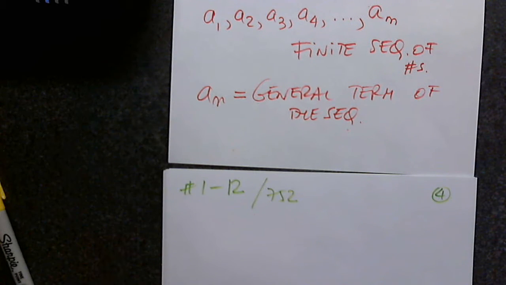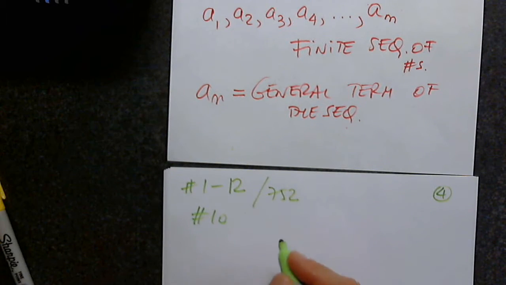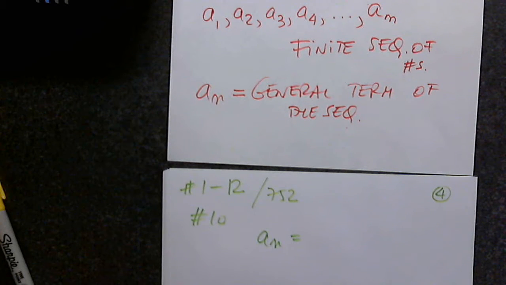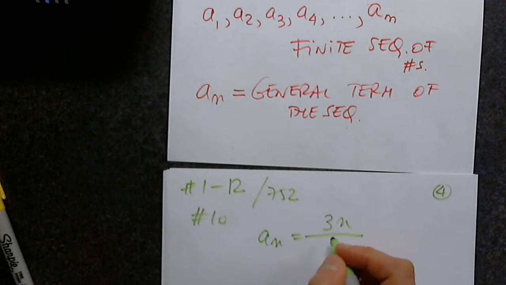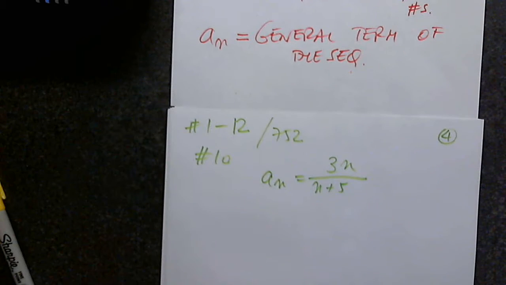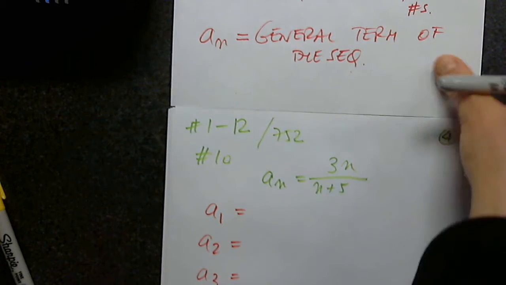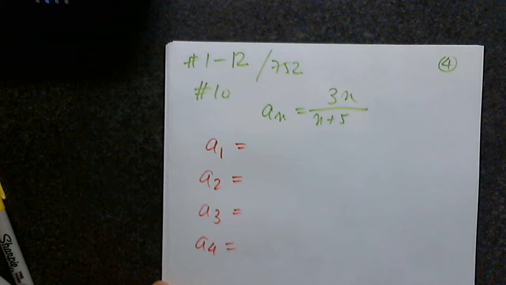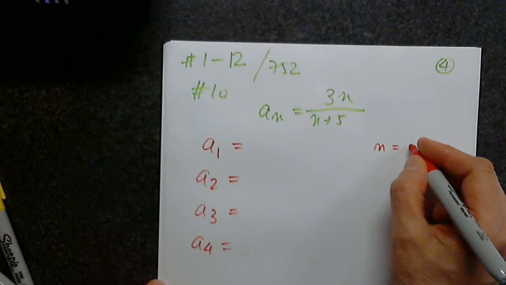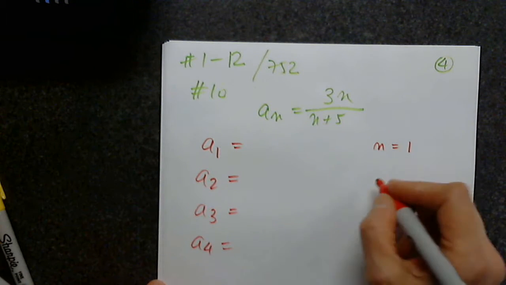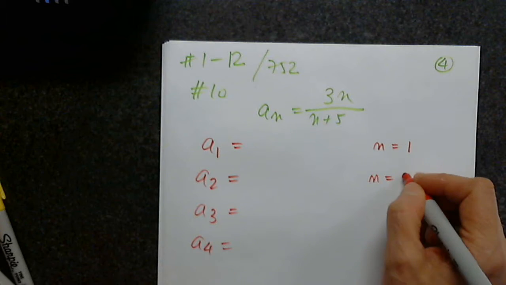Any preference? Or I pick? I pick? Yes? Okay, I'm going to pick 10. AN is what again? A sub n, or AN, is the general term. We are given 3n divided by n plus 5. So we are asked to find the first 4 terms, meaning I have to find A1, A2, A3, and A4. But what does this mean? When I'm told to find A1, I am told actually n is 1. Perfect. When I'm asked to find A2, I'm really told indirectly that n is 2, and so on and so forth.